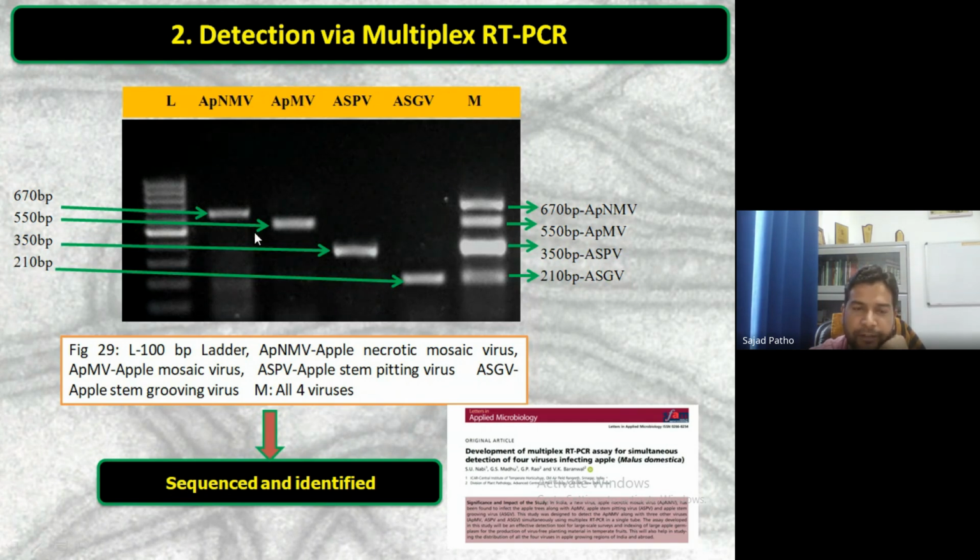Singly, we would have to detect those through separate PCRs. For example, if one takes 20 microliters, it will be 60 microliters for three, and more time and more resources will be needed. But if all four are detected in a single PCR, in a single tube, in a 20 microliter reaction, we will save resources and time. So this multiplex PCR we use for detecting a number of pathogens. We can detect not only viruses, but virus, fungus, and bacteria in a single tube, so this multiplexing technique saves our time and our resources as well.